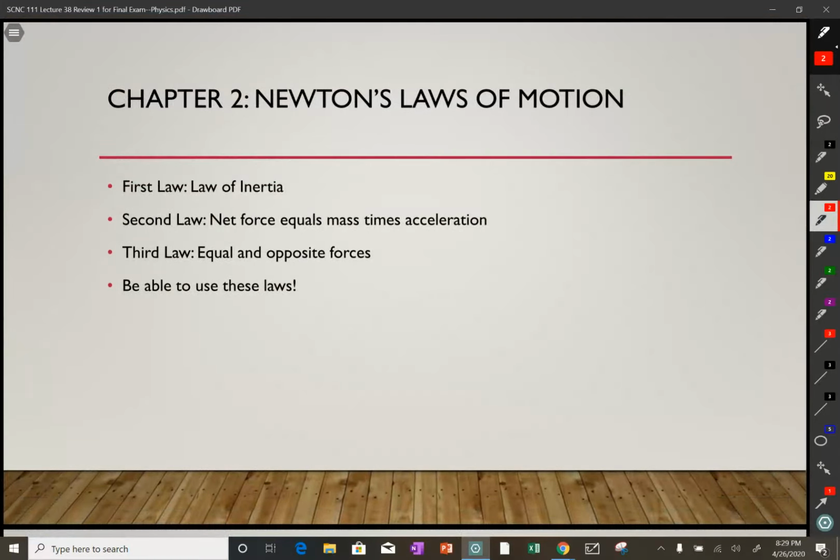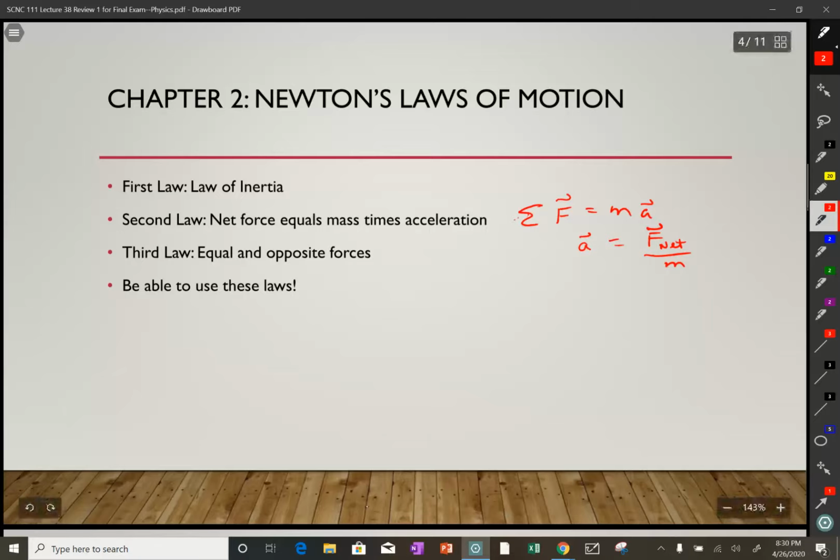Newton's first law, the law of inertia, we already talked about. An object in motion stays in motion unless acted on by a force. The second law, we usually write it like this, or the textbook prefers this. They're the same thing. Net force and sum of the forces mean the same thing.